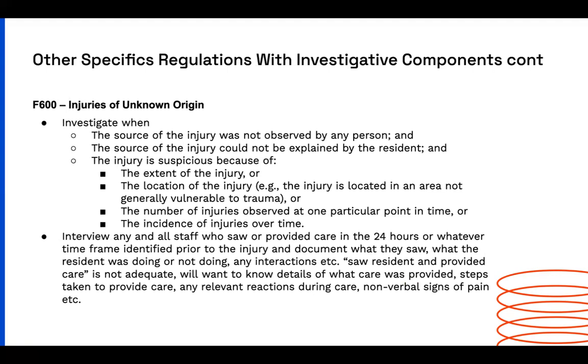Injuries of unknown origin also has specific investigative components. So you want to investigate when the source of the injury was not observed by any person, the source of the injury could not be explained by the resident, and the injury is suspicious because of the extent of the injury, the location of the injury, the number of injuries observed at one particular point in time, or the incidence of injuries over time. And then if you do have an injury of unknown origin, you're going to want to interview any and all staff who saw or provided care, usually in the 24 hours leading up to when we identified that there was an injury of unknown origin.